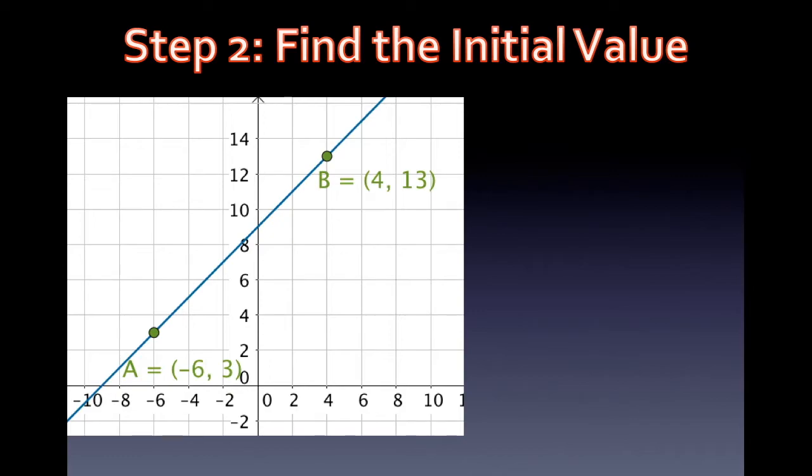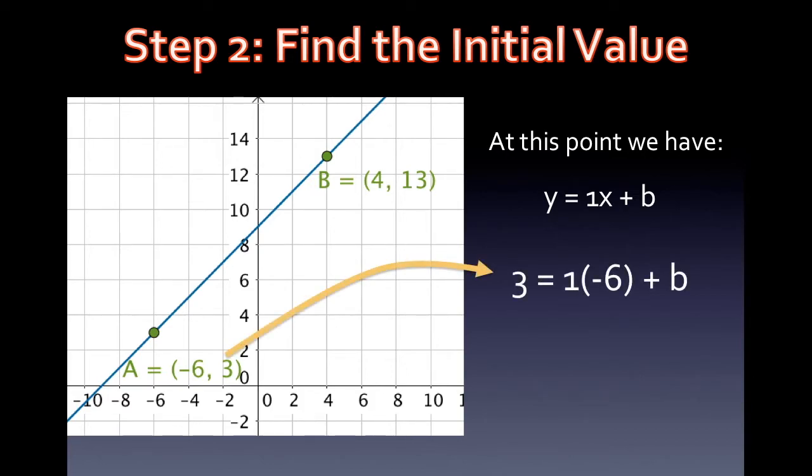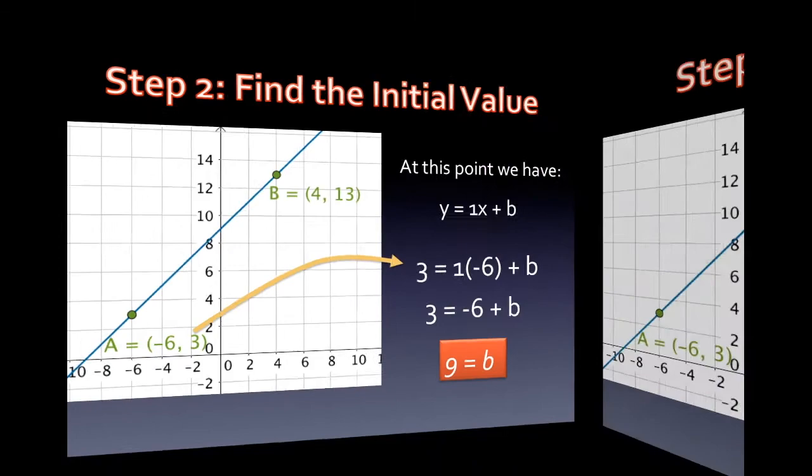Step 2 is to find the initial value. So at this point we have the slope, so we have this rule, y is equal to 1x plus b. Now again, you don't need to put the 1 in front, it's okay. I'm putting it just for the sake of you seeing that that's my slope. I'm going to actually use my first point here to find b. So I have my slope, I have my x is -6, my y is 3, and so when I plug it in to find b, I get that b is equal to 9. So step 2 is done.